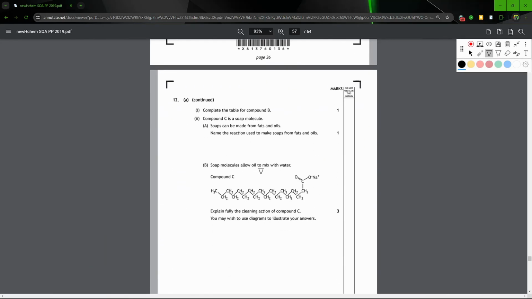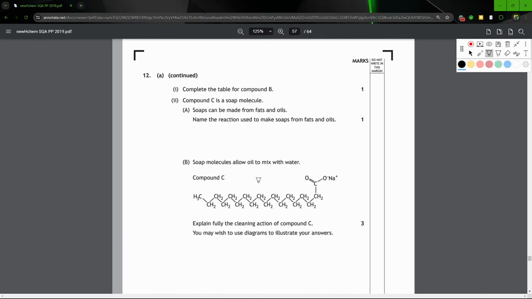Right, cool. Compound C is a soap molecule. Soaps can be made with fat and oils. Name the reaction used to make soaps from fat and oils. So this one is going to be called alkaline hydrolysis. It's just one of the things you just have to remember. It is hydrolysis, you are splitting up fat and oils, but then you're using an alkali as a catalyst so you can make it a salt essentially.